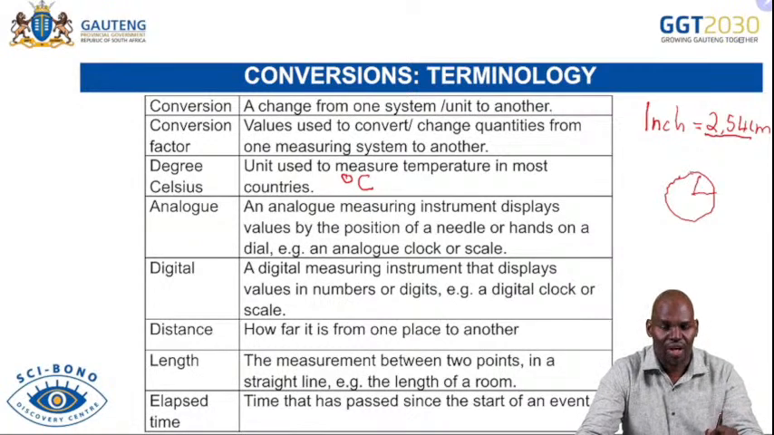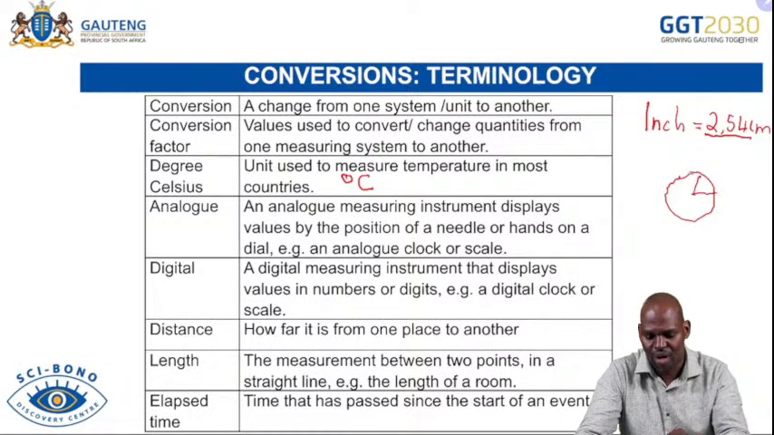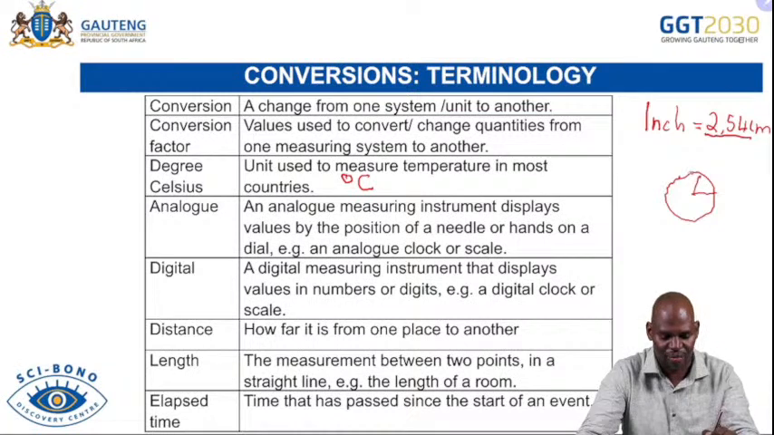Then we've got digital. Digital is a measuring instrument that displays values in numbers or digits. If I want to know the time, and the time is indicated in numbers, that is digital.